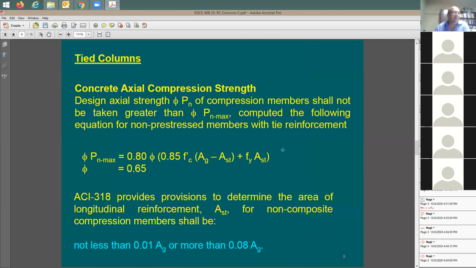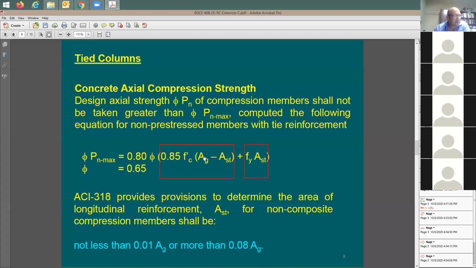This equation I can split in two pieces just to make it simple. It's going to be the first term and the second term. This first term is for the concrete strength. The second term is the steel strength. So this here is for the steel. It says F sub y times A_st. What is A_st? Cross-section steel area for all the rebars, vertical rebars only, not the ties in the column.